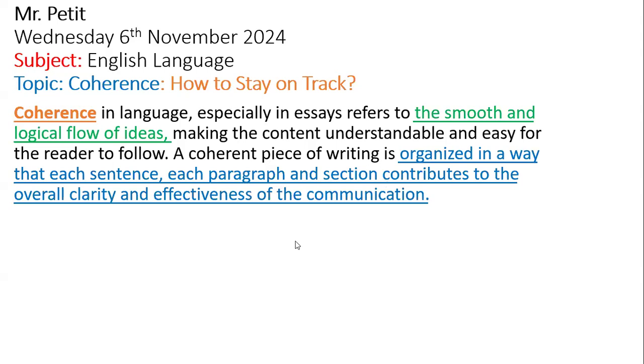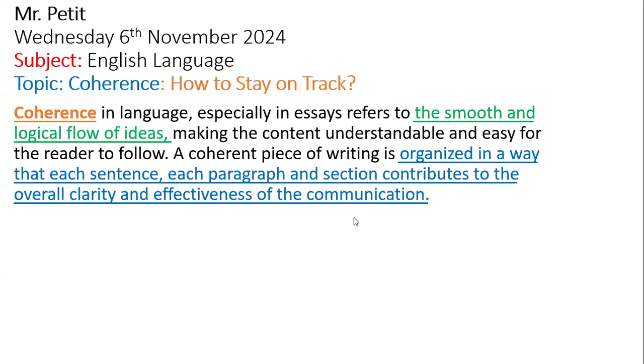In order for you to have a coherent essay, each sentence must be coherent. Each paragraph must be coherent. Each section must be coherent. You can't say, oh, I want to write a coherent essay, I want to stay on track, but then your sentences aren't on track. If your sentences aren't on track, then your paragraphs aren't going to be on track. If your paragraphs aren't on track, then the whole essay isn't going to be on track. So the best way to make sure is that when you write one sentence, the next sentence that comes after it aligns with the previous sentence, and make sure both of those sentences align with the topic that you're talking about.